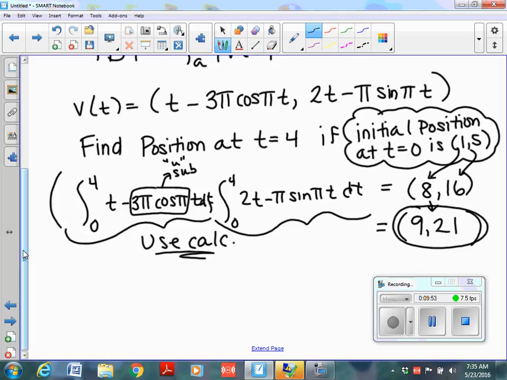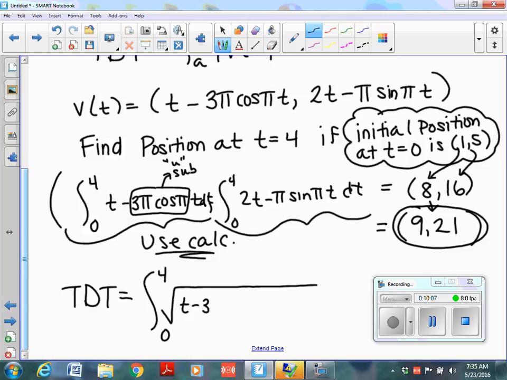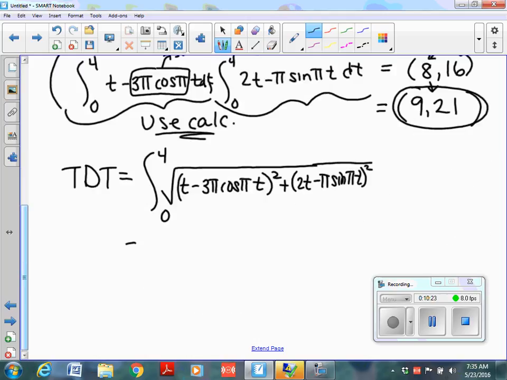To find the total distance traveled, you're going to integrate from 0 to 4, and all you're going to do is take the square root of the first part, which is t minus 3 pi cosine of pi t. You're going to square it. Plus, you're going to take 2t minus pi sine of pi t, and you're going to square it. And again, they use their calculator to find the total distance traveled. It ends up being 33.533 out to 3 decimal places.